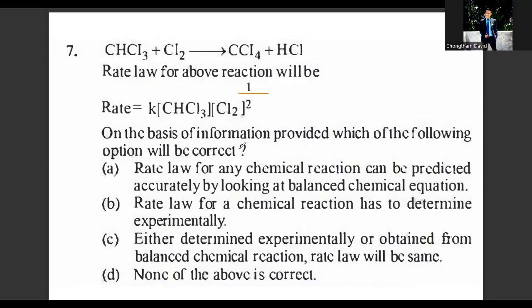Rate law for any chemical reaction can be predicted accurately by looking at the balanced equation. The rate law for a chemical reaction has to be determined experimentally, either determined experimentally or obtained from the balanced chemical equation. Rate law will be the same, and none of the above is correct. You see, rate law has to be determined experimentally, as chlorine is raised to the power half in the rate law, whereas its stoichiometric coefficient in the balanced chemical equation is 1. So B would be the answer for question number 7. I hope it is clear.